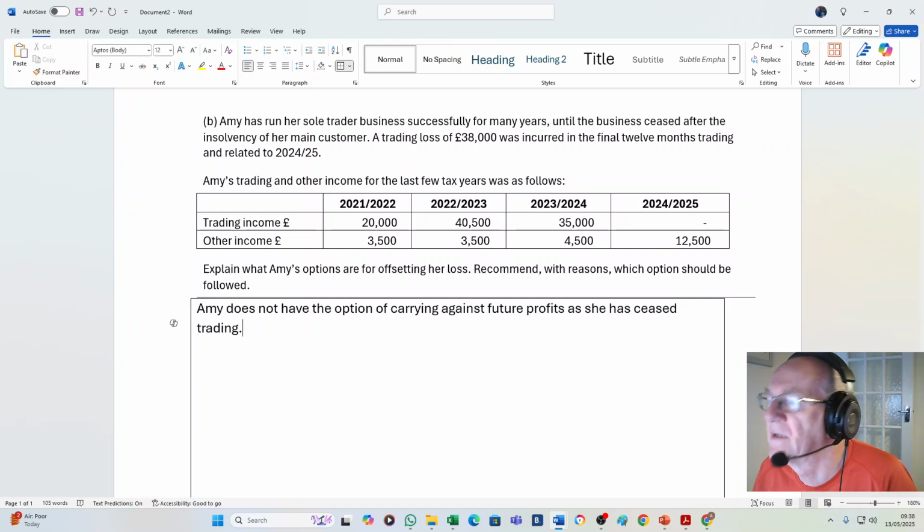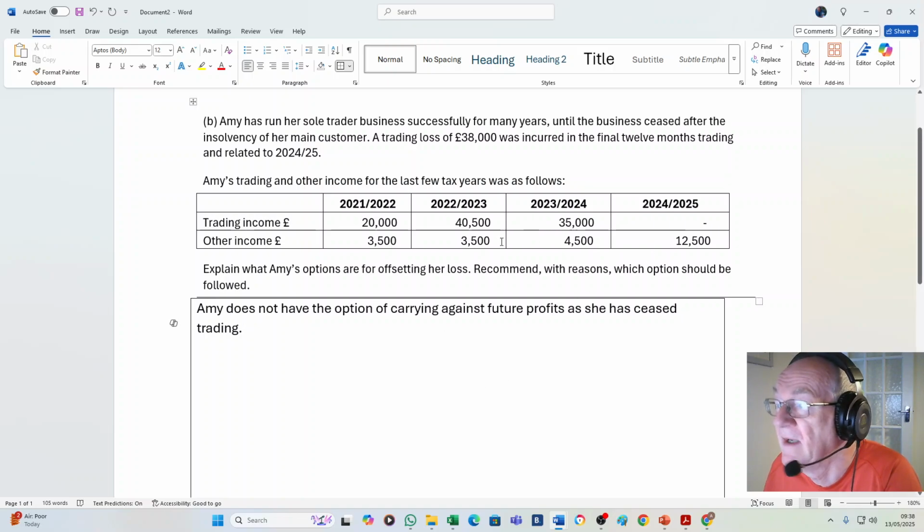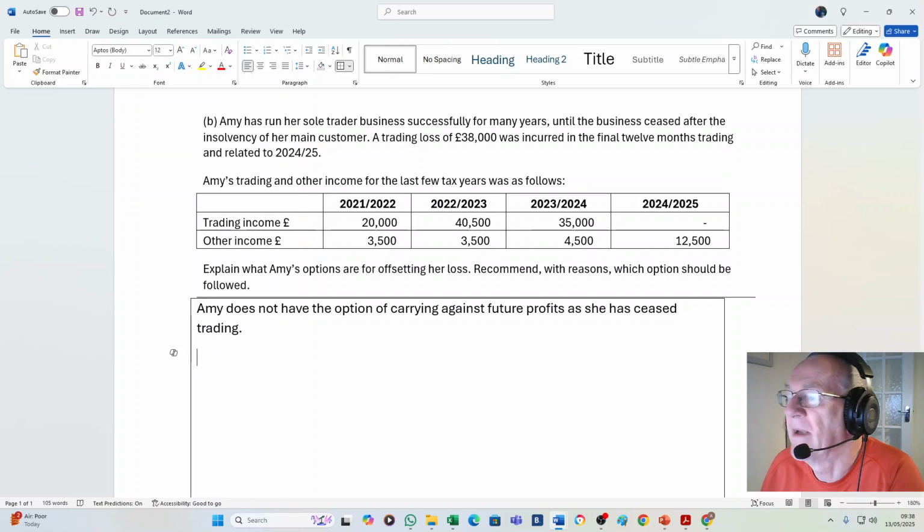In terms of preserving her personal allowance, of course future profits would allow that 12,500 to be tax free, and she'd be using her personal allowance in all the previous years. So actually, in terms of total tax bill, that would actually be a better option. Again, we could put that one in if we've got time.